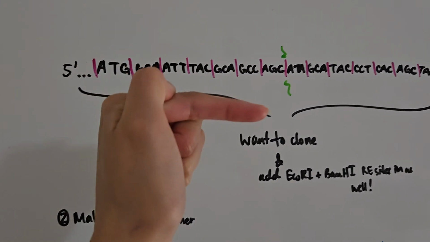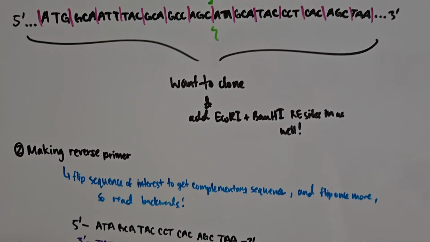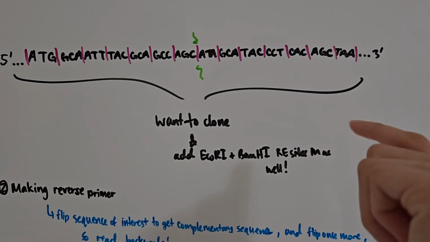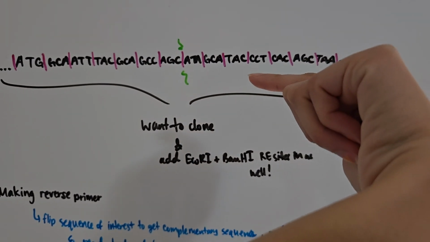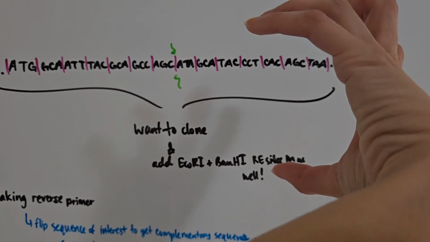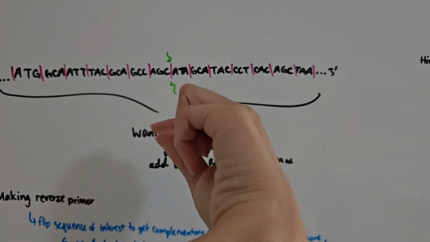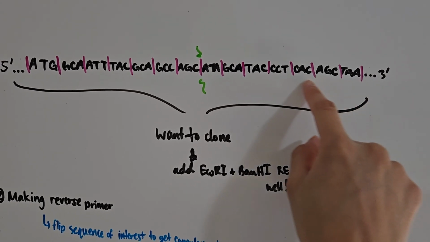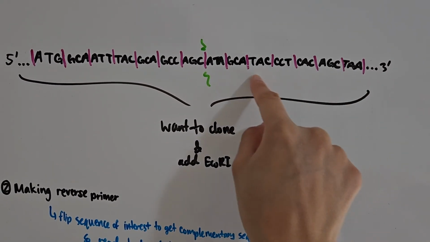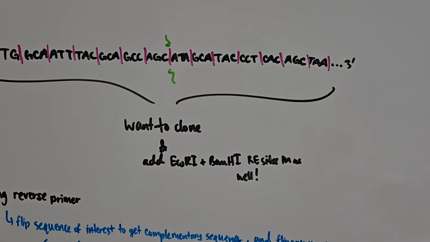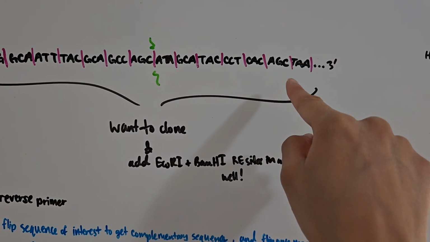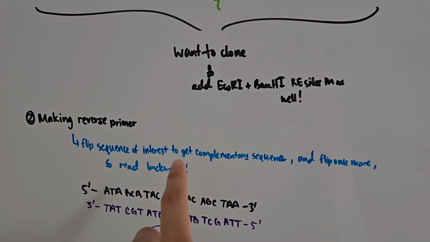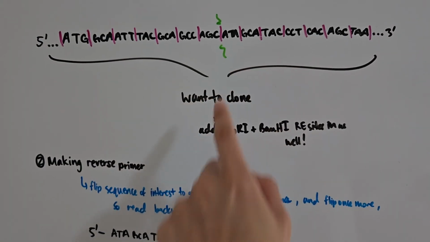Okay, so for this sequence, we're going to take the last 7 multiples, or the last 7 triplets, or 7 times triplets. Whatever is from the 3' end going to the left, that is what we're going to take up to the green side. And you just want to use your 21 base pairs like before. But for this reverse primer, actually, I wrote it wrong on the flip sequence of interest. You actually have to do the complementary sequence, or the complementary gene of interest, and then flip it.